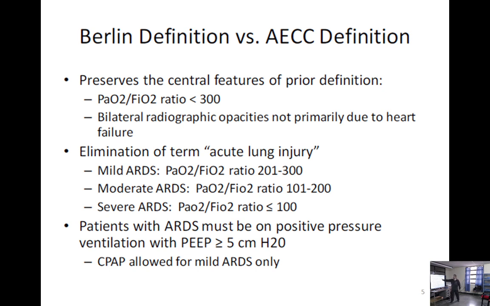Then your PaO2/FiO2 ratio is less than 300 and there are bilateral radiographic opacities, which are not primarily due to cardiac failure. If a person has cardiac failure, how can you say that this opacity is due to lung injury? Logical? So the history is important.